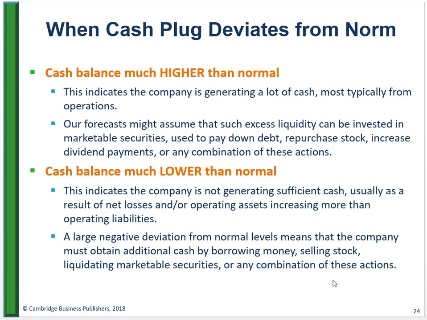When the balance is lower than normal, it might mean we're falling on hard times. It might similarly indicate another error, or it might indicate a large negative deviation in terms of borrowing, selling stock, liquidating marketable securities, anything like that. So just be prepared to know how to calculate the cash as a plug figure. Be prepared to know how to benchmark that to historical norms, and be prepared to explain any deviations from historical norms. And if you can't do that, then second check all of your forecasts to make sure that you haven't made a significant error.